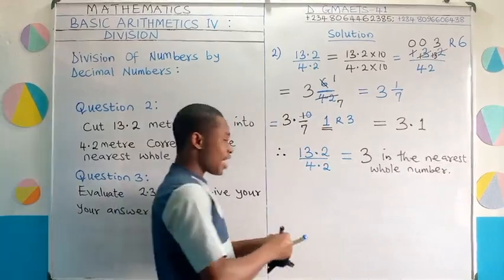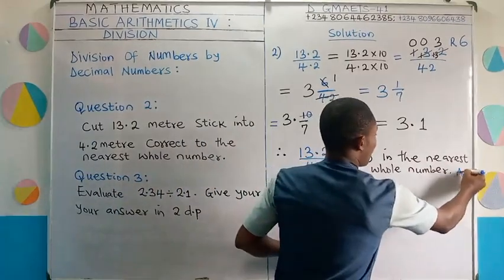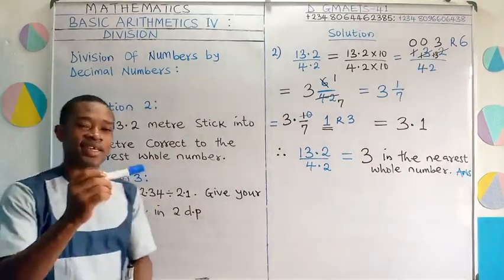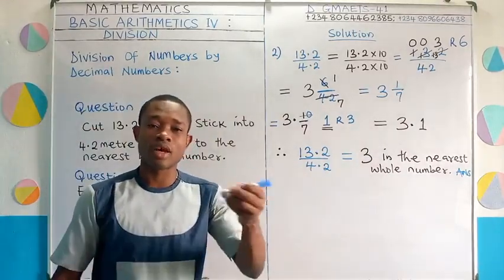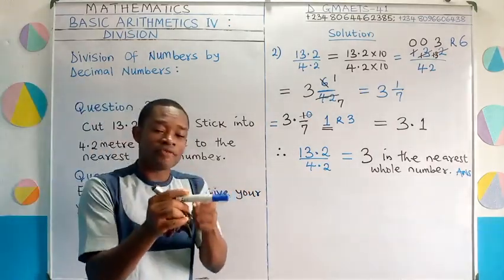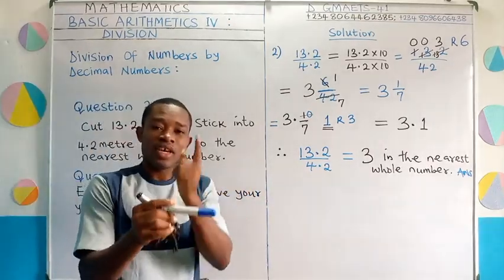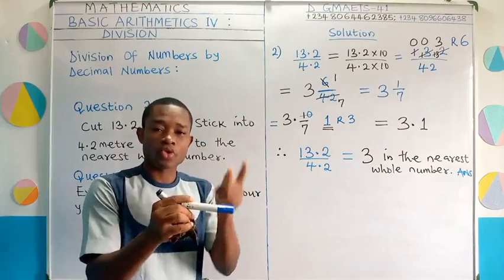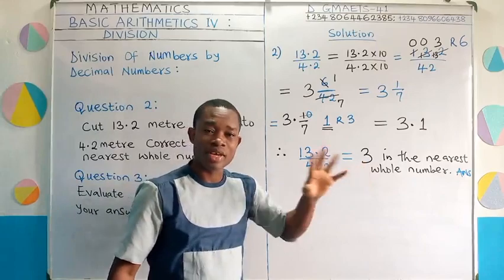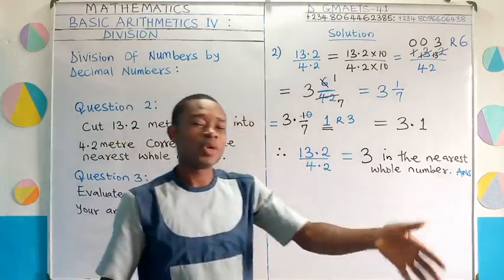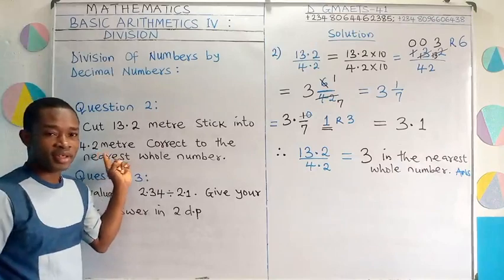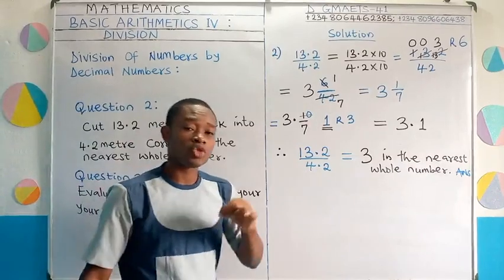Good. This answer I got here simply tells me that if I give you a stick that is 13.2 meters long and you measure 4.2 meters, use that 4.2 meters to cut the sticks. That is, each of the cuts will be 4.2, 4.2, 4.2 meters. The number of pieces of sticks you are going to get will be 3 pieces. The remainder will not be up to 4.2 meters long. Are you getting me right?